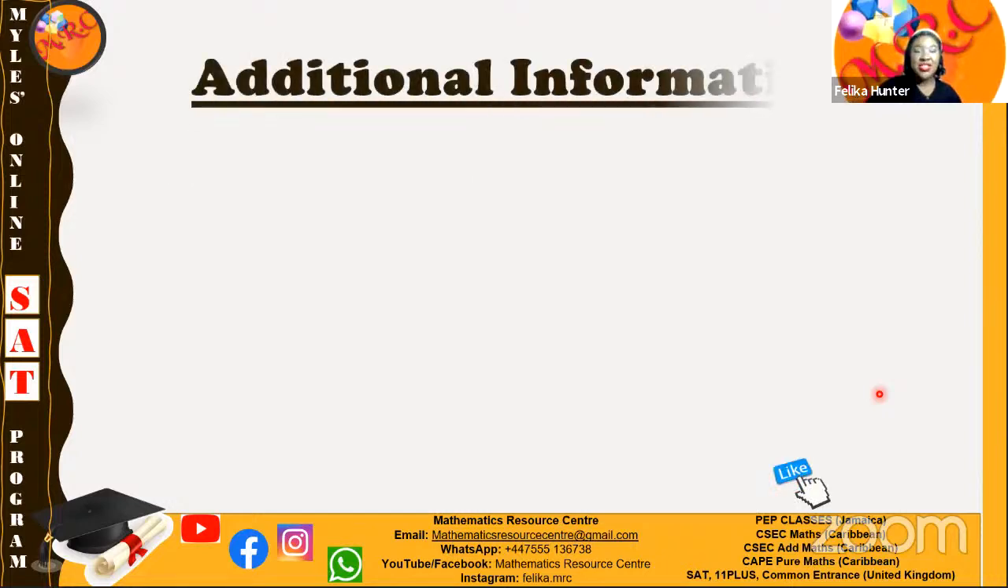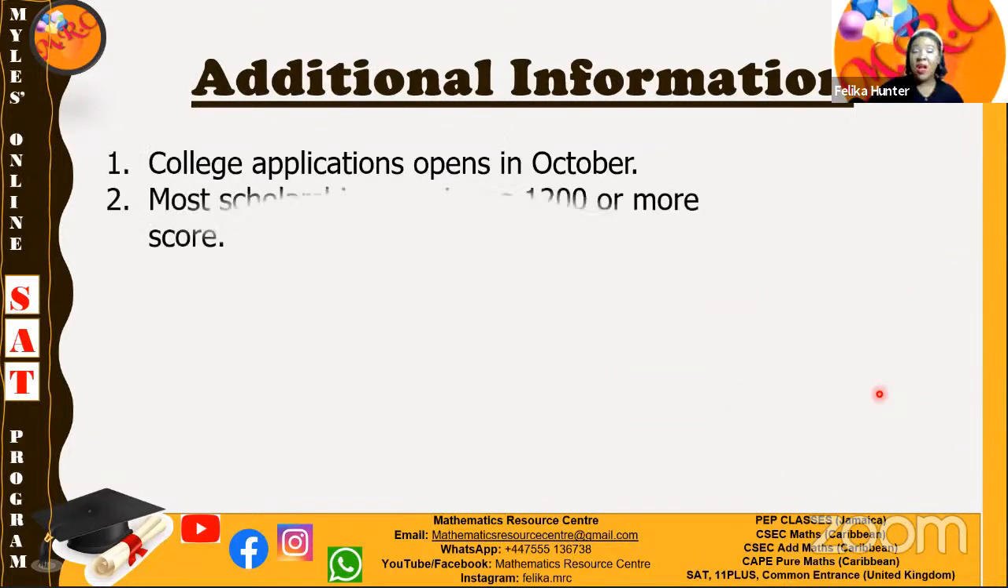And some additional information that I want you to know is that one, college application opens in October. Given that college applications open in October, it is now the best time for you to start doing your SAT, for you to do the exam, so that when the college applications open in October, you already have your SAT score. So if you're in lower six, right, or upper six, or fifth form, or grade 10, it doesn't matter which year you're in. Go ahead, start doing your SAT.